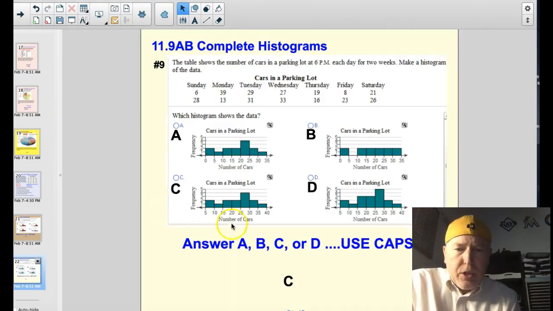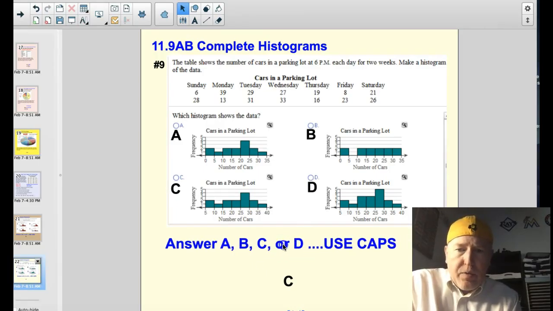Here we go, another histogram. This table shows cars in a parking lot at 6 p.m. each day for 2 weeks. So we've got the histograms, and when you examine them, C is the big winner.